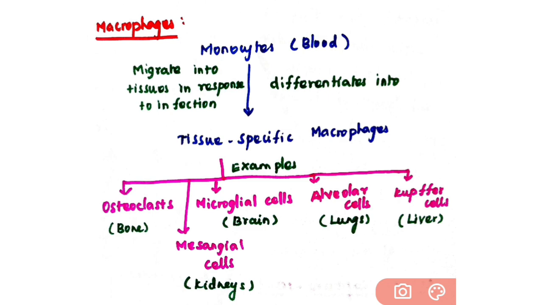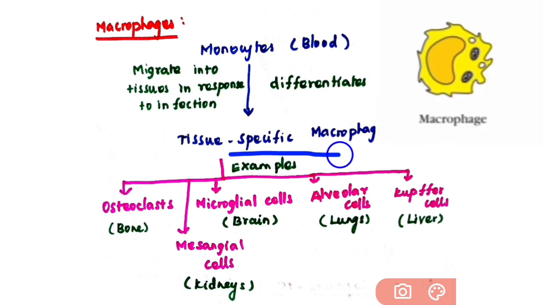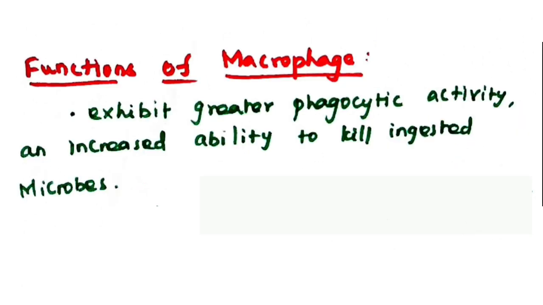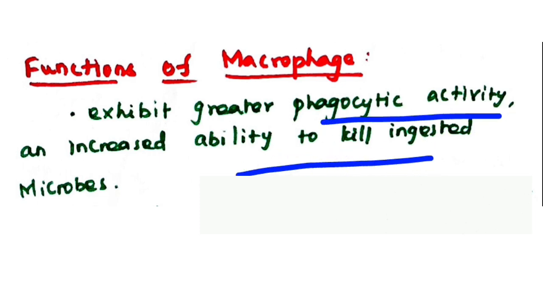Next, let's see about macrophages. Monocytes migrate into tissues in response to infection and then differentiate into tissue specific macrophages. These tissue specific macrophages have different names based upon the tissue. These macrophages are termed osteoclasts in bone, mesangial cells in kidneys, microglial cells in brain, and alveolar macrophages in lungs. Then in liver, they are known as Kupffer cells. As for the functions of macrophages, they exhibit greater phagocytic activity and an increased ability to kill ingested microbes.